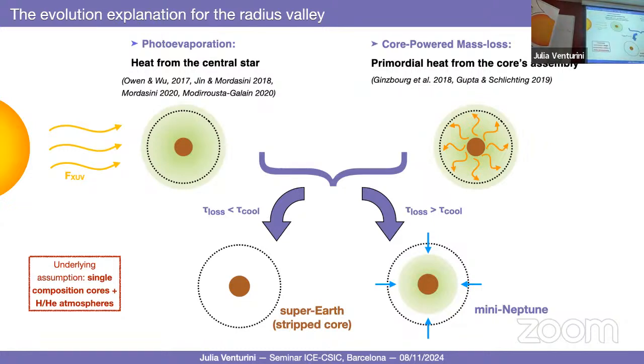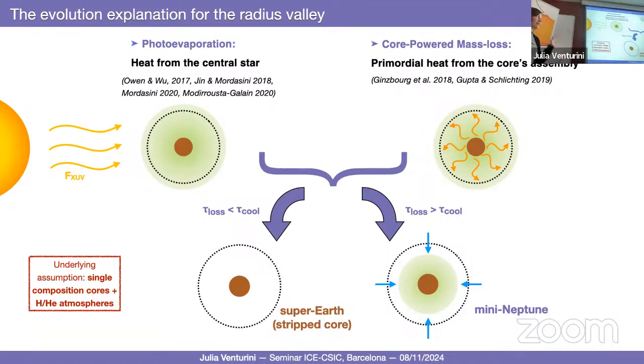And going back to the radius valley, the first theoretical explanations that managed to reproduce the radius valley were actually pure evolution models. So, things happening after the formation. The models that could reproduce that have two versions, one for photoevaporation and one for core-powered mass loss, but the idea is the same: there must be some process that removes atmosphere. So we start with the same type of planets. After formation, we have exactly the same type of planets. The super-Earths are the first peak, and the mini-Neptunes are the second peak of the bimodal size distribution.